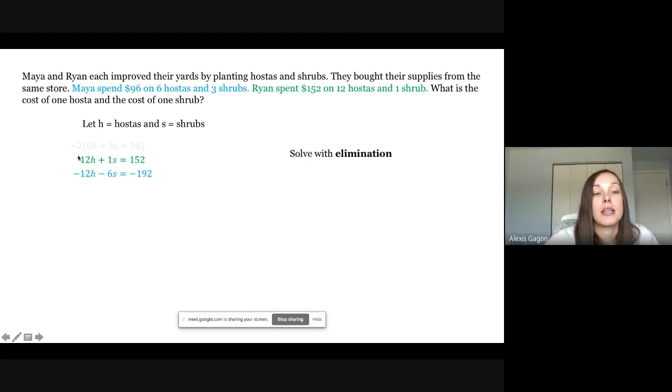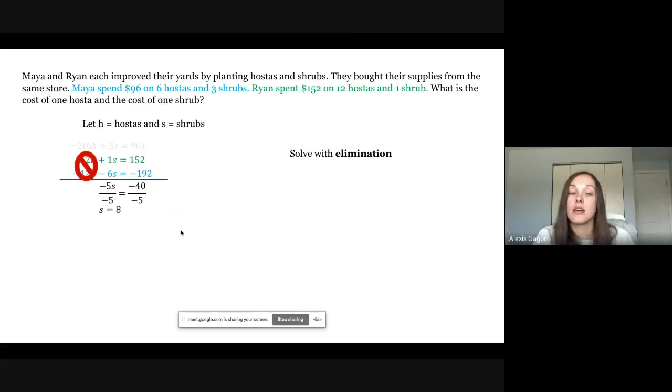All we have to do is multiply that out. So -2 times 6H is -12H. -2 times 3S is -6S. And -2 times 96 is -192. And then we can see we're going to add these together. Those cancel. So I'm left with -5S equals -40. Then divide by that -5. So S equals 8, which means, because S's are shrubs, that means that each shrub is $8.